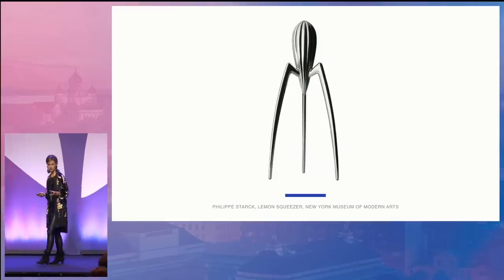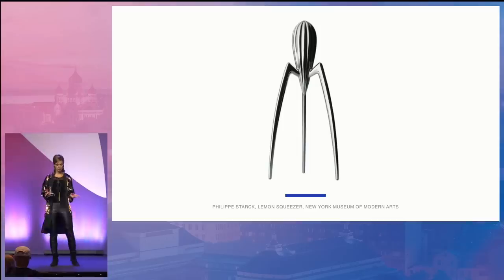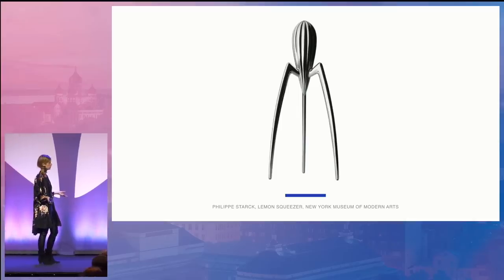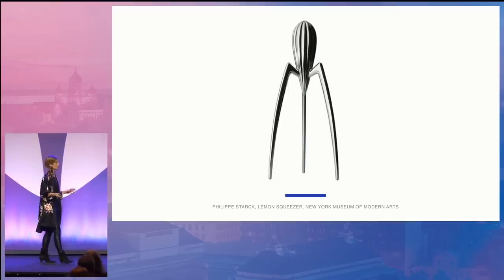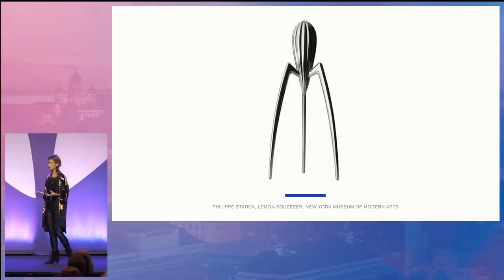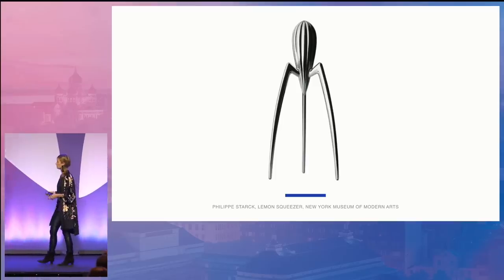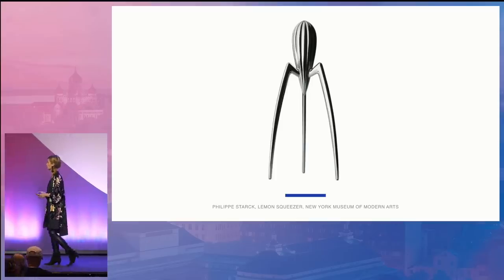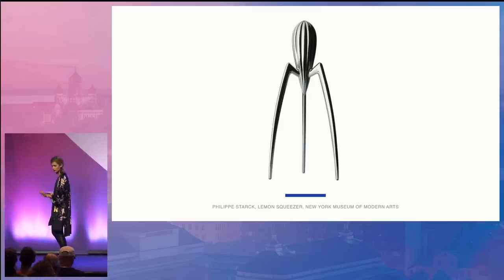Or this one, Philippe Starck. It's basically a lemon squeezer that doesn't work. And what made him famous is that it doesn't work. Because he combined in here his absolute obsession for science fiction, for the shapes of animals, and for the shapes of plants. It represented him, and now it's in the Museum of Modern Art, precisely because it doesn't work.